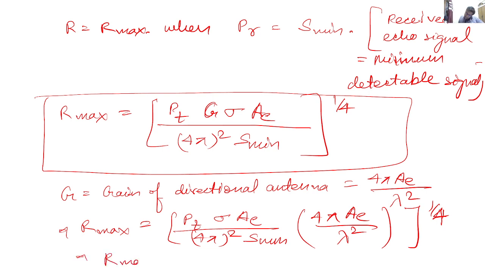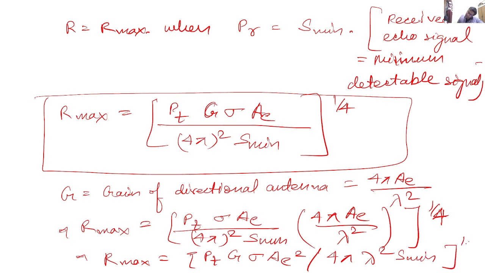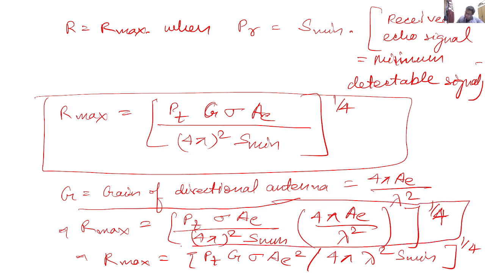Or we can get another expression of R max as PT G sigma AE square by 4 pi lambda square S min to the power 1 by 4. So there can be several ways of writing R max. Depending on what is asked in the question, you can use the given formula for it. So let's go to the question finally.